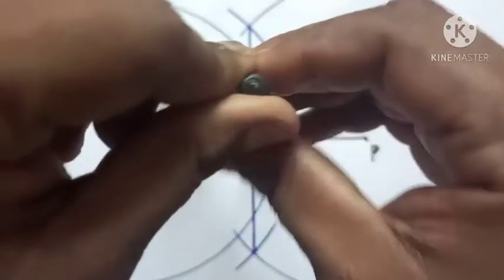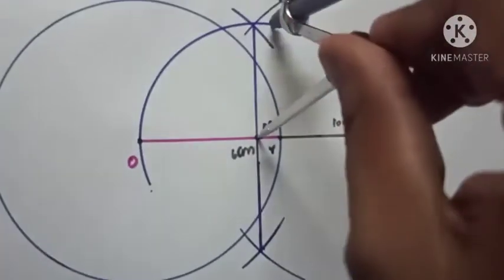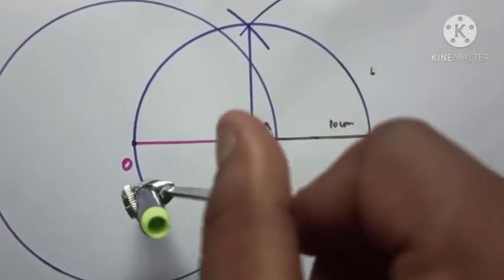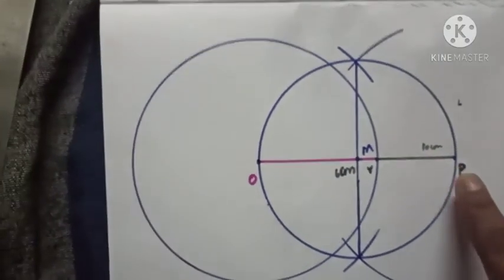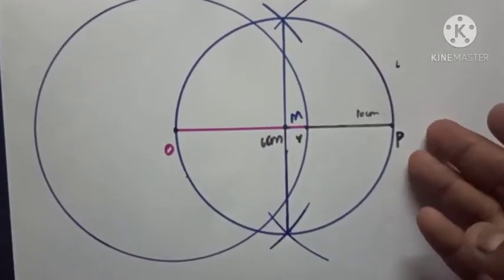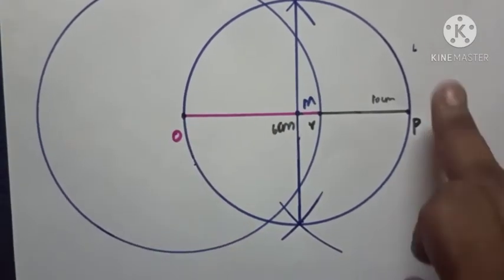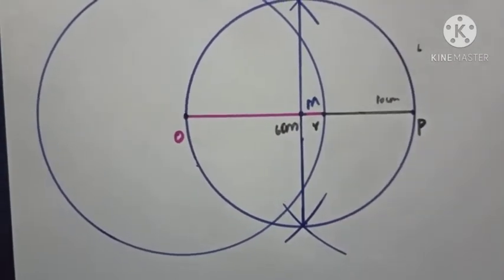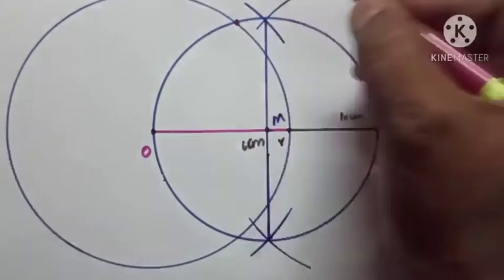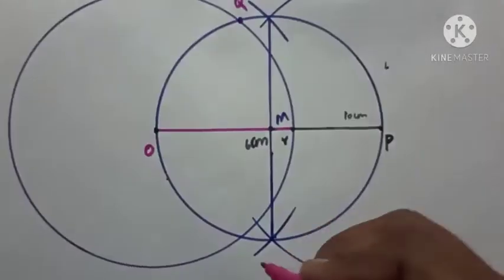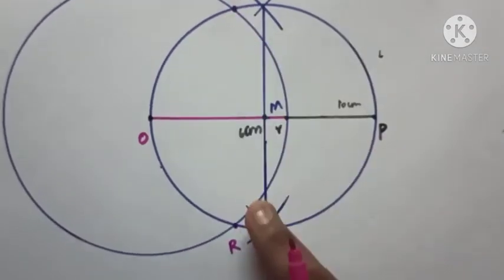Now you draw another circle with OM as the radius. The circle must touch both ends of the line segment, not go beyond the line segment and not fall short of it. It touches the ends O and P accurately. Now, at which points do the two circles intersect? Here we take them as Q and R. So the intersecting points are Q and R.